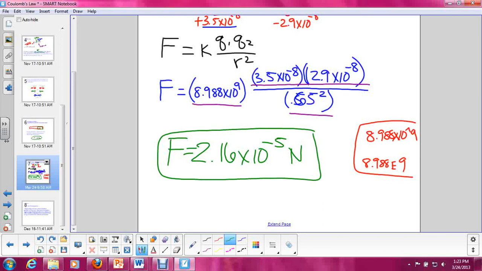If you put this whole thing into your calculator and you do not get this answer, you need to go back and check your parentheses, check your order of operations, make sure you squared the proper number, and see if you did this trick. So that's how you use Coulomb's Law.